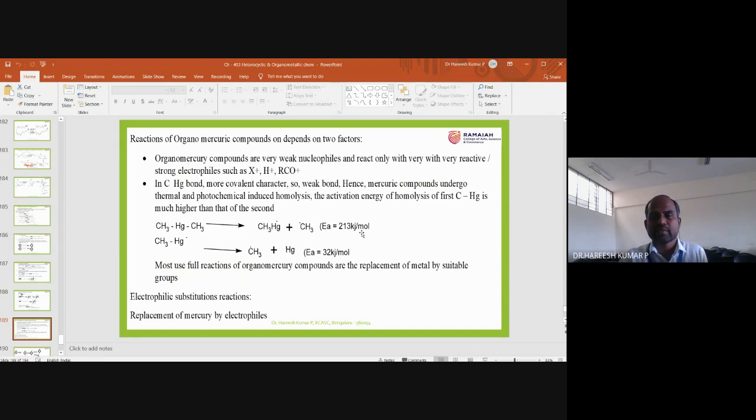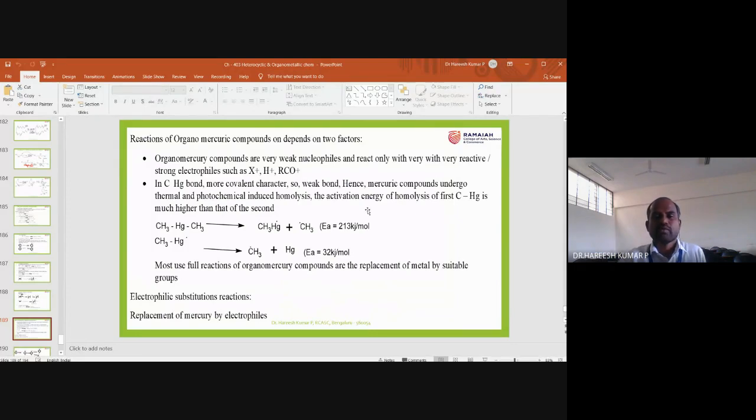So what it means is that the first ionization energy is more for homolytic cleavage, whereas the second one means breakage here, so it is less, only 32 kilojoules per mole. That's what you need to remember. It means that organomercury compounds can react with strong electrophiles. It also undergoes homolytic cleavage and thereby gives products. That's what you need to remember.